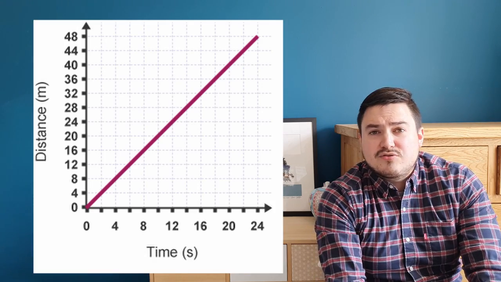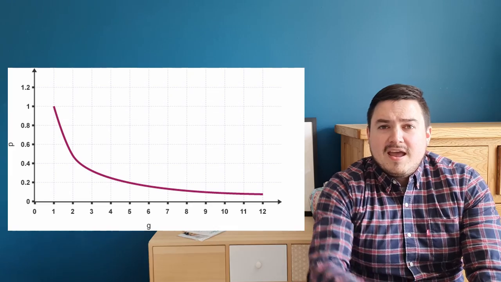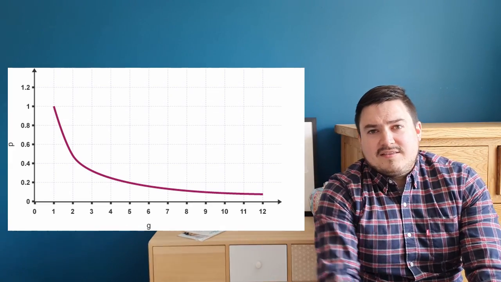These both produce very specific graphs, in that a proportional relationship will look like a straight line that goes through 0 always, and an inversely proportional relationship will be a curved line going down like this on the graph.